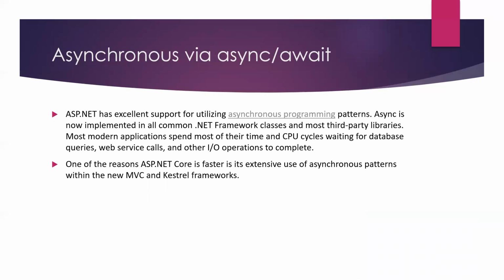And the next point is asynchronous programming via async and await. If you're already from a C# background, you would have done async and await, like asynchronous programming. ASP.NET has excellent support for utilizing asynchronous programming practices. Async is now implemented in all common .NET framework classes and most third-party libraries. Most modern applications spend most of their time and CPU cycles waiting for database queries, web service calls, and other input-output operations to complete. So one of the reasons ASP.NET Core is faster is its extensive use of asynchronous patterns within the new MVC and Kestrel frameworks.